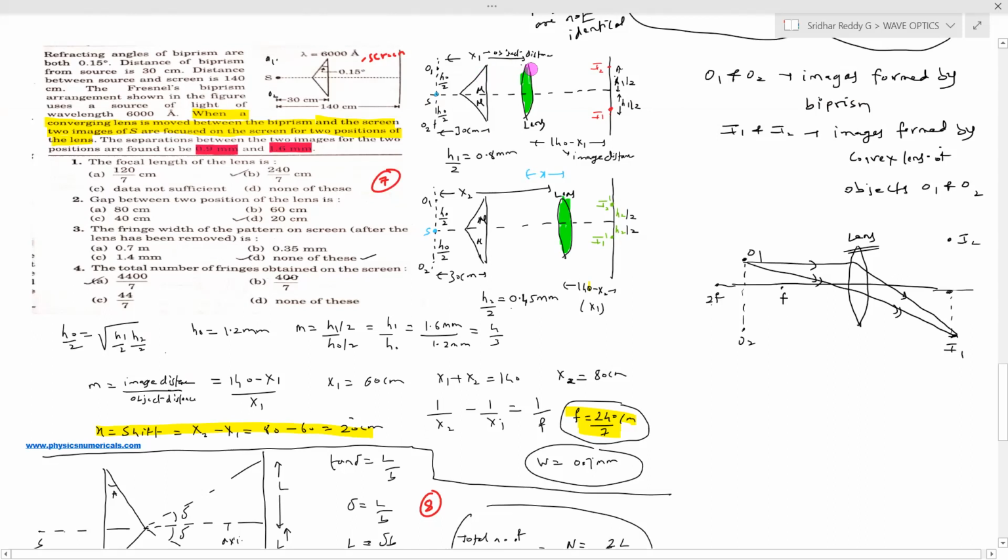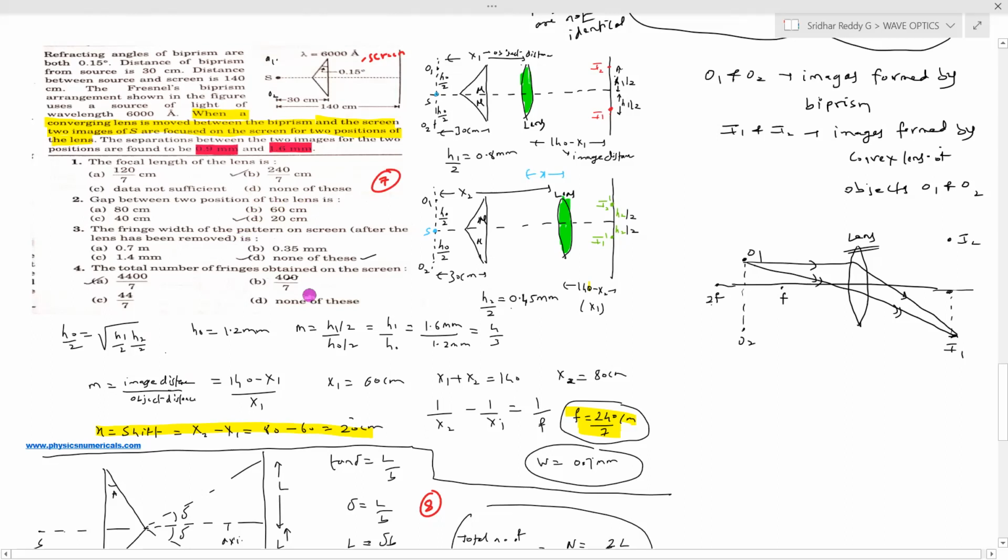Okay, let's get into the discussion. For one position, when the lens is at a distance x1 from this vertical line through the objects O1, O2, it will form images I1 and I2. That distance he has given. What is the distance he has given? Do we know h naught? The separation between the two images for the two positions is found to be 0.99 meter. What do you mean by this 0.99 meter? And next we have 1.6 millimeter. So first we'll see what h naught is and how to calculate h naught.